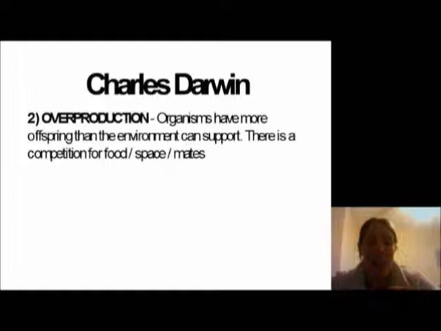The second key component to Darwin's theory is the idea of overproduction, which is the idea that organisms produce more offspring than the environment can support. Therefore, there is a competition for survival. So he noticed that the birds in the Galapagos laid more eggs than actually survived to adulthood. So clearly there was some sort of competition going on, and not all individuals were able to survive and pass on genes to the next generation.